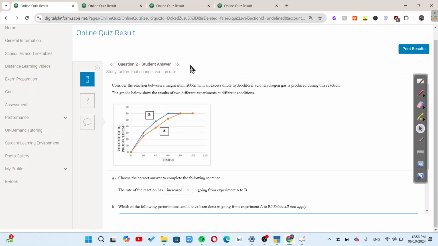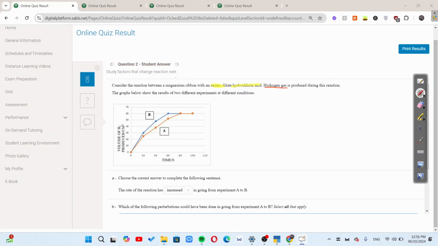Our next question is showing us also another two graphs. So consider the reaction between the magnesium ribbon with excess dilute hydrochloric acid, and they're telling you that hydrogen is produced. And be careful, always when you see these types of questions, know which one is your limiting and which one is your excess. So hydrochloric acid is your excess and the magnesium is your limiting reagent.